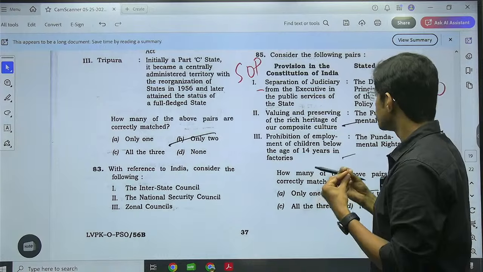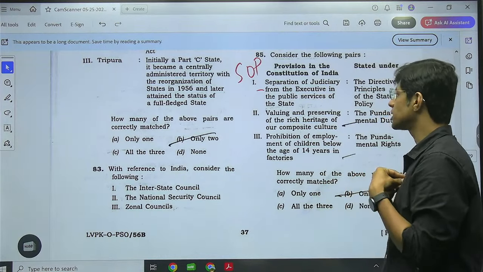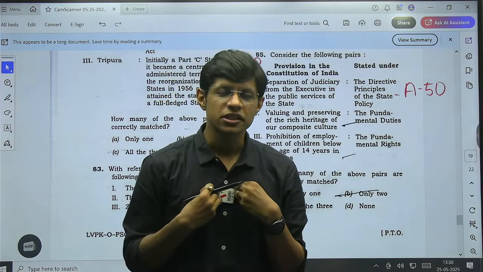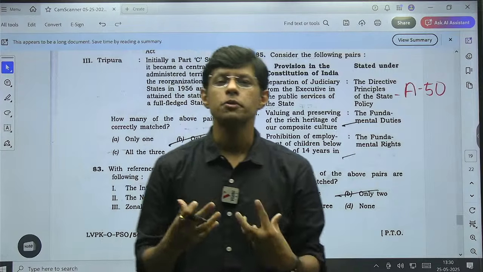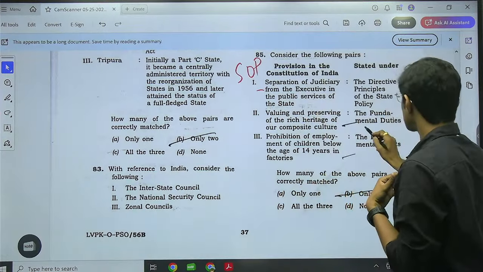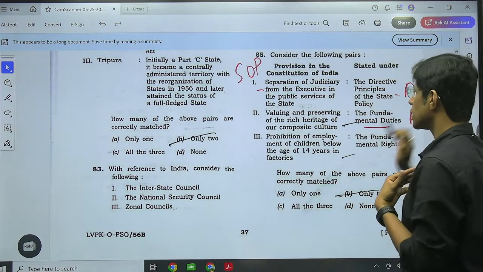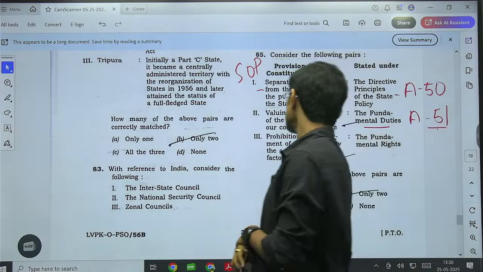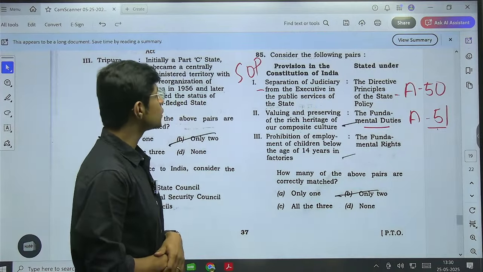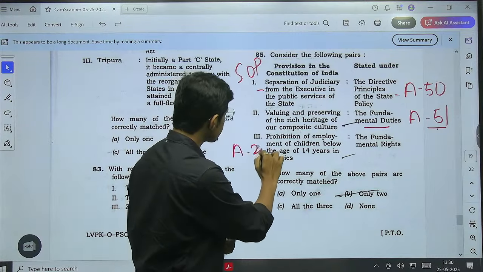Valuing and preserving the rich heritage of our composite culture. Now this is a fundamental duty of each and every citizen to preserve the composite culture of our country. Yes, this is a part of fundamental duties under Article 51A of the Indian Constitution. The third statement, prohibition of employment of children below the age of 14 years in factories. This is mentioned in Article 24 of the Indian Constitution.